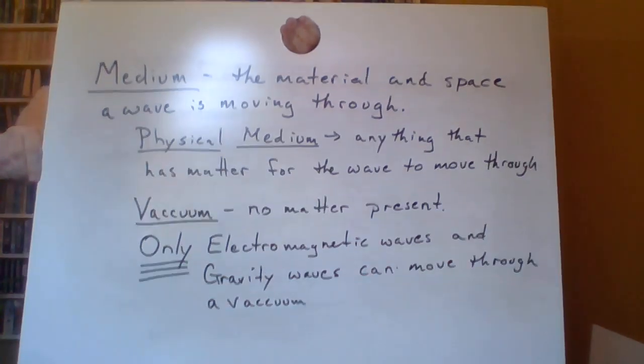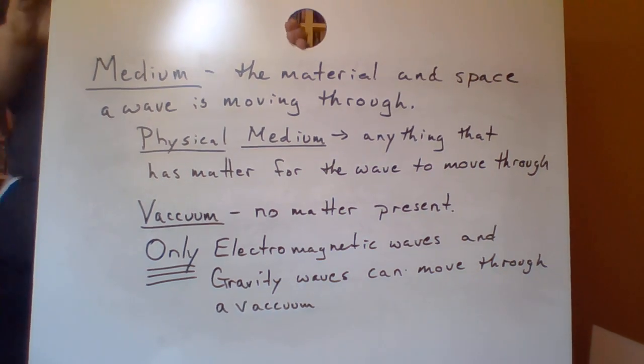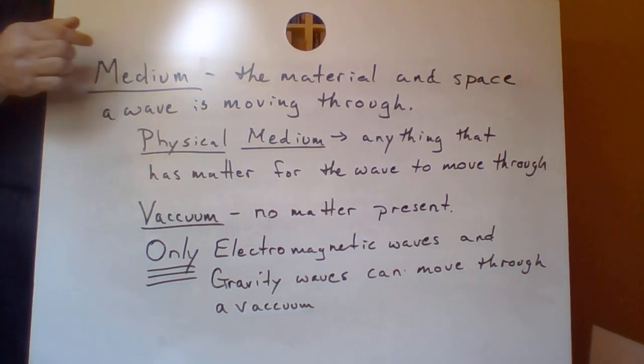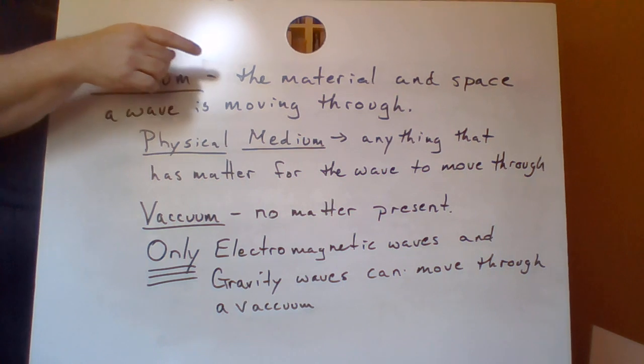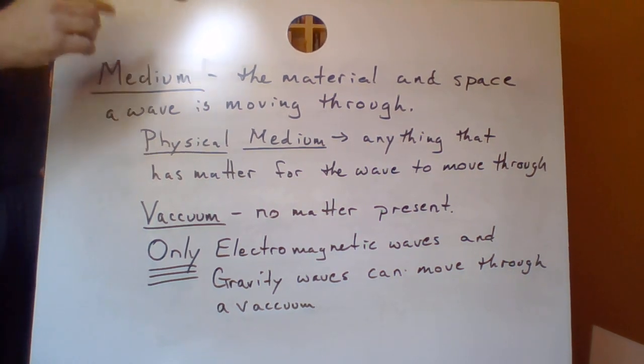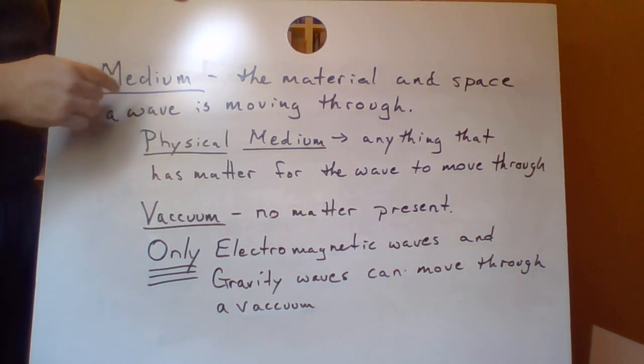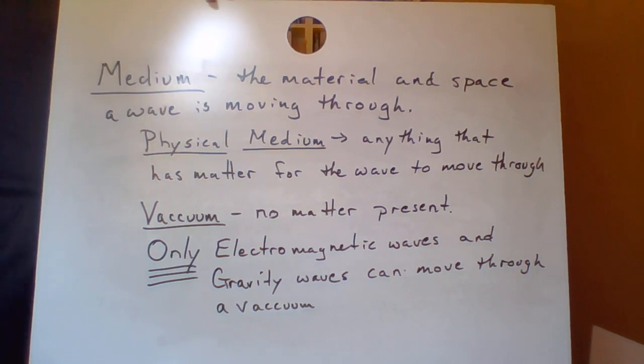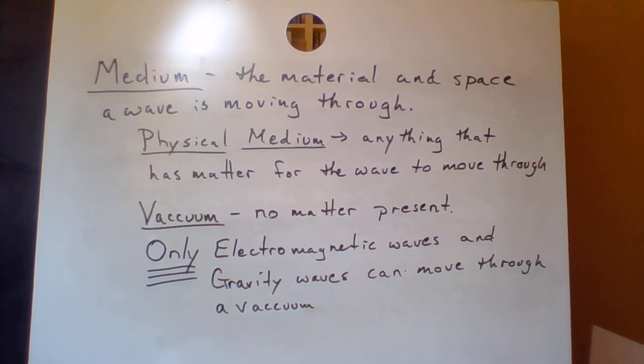Now, I'm using this term medium. The material, the space through which a wave moves. So let's define that. Medium. Medium is the material and space, sometimes or, but the material and space a wave is moving through. Can be physical.